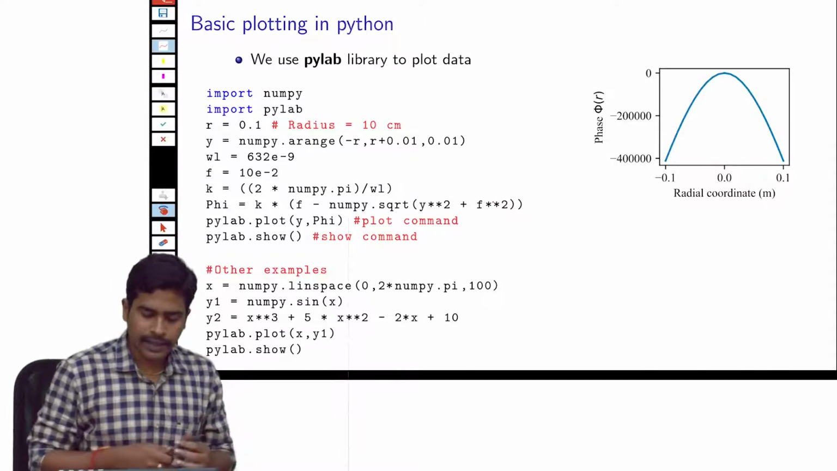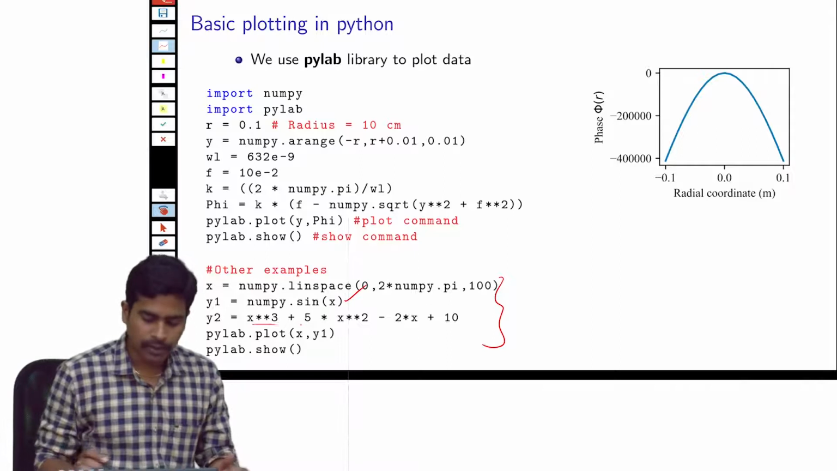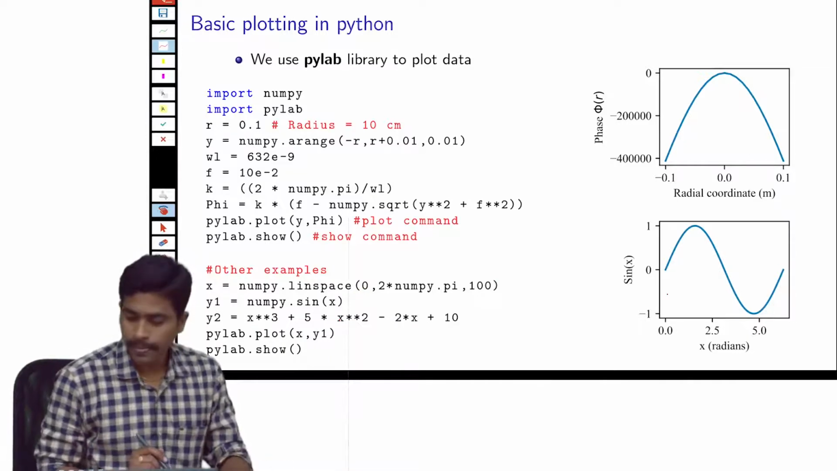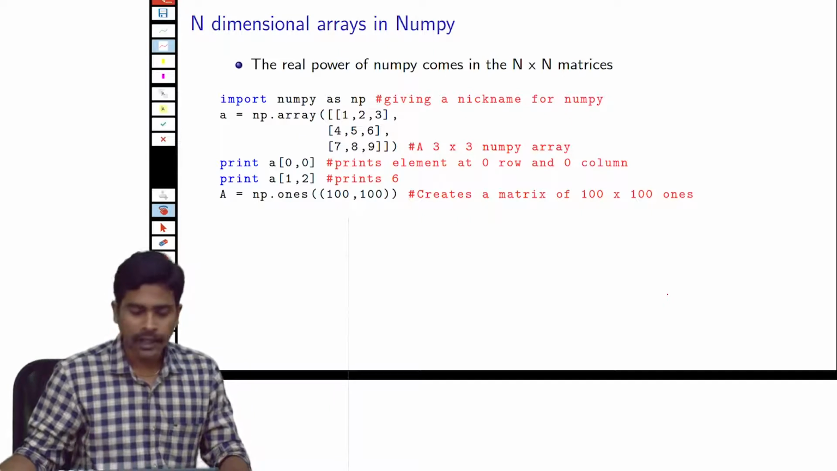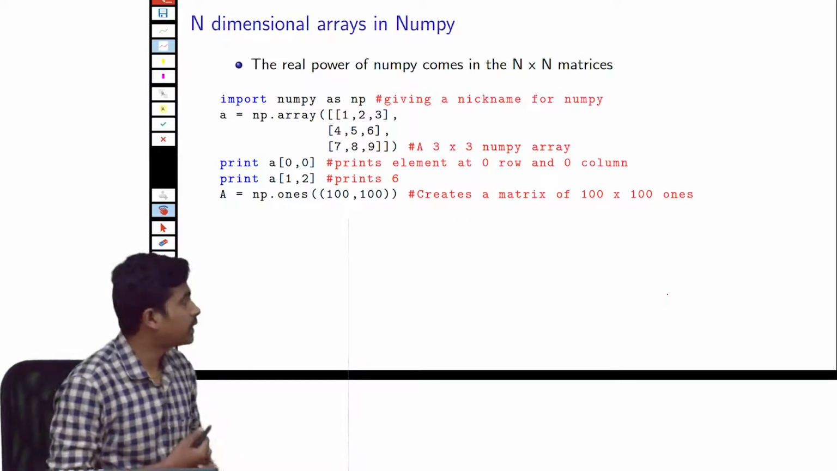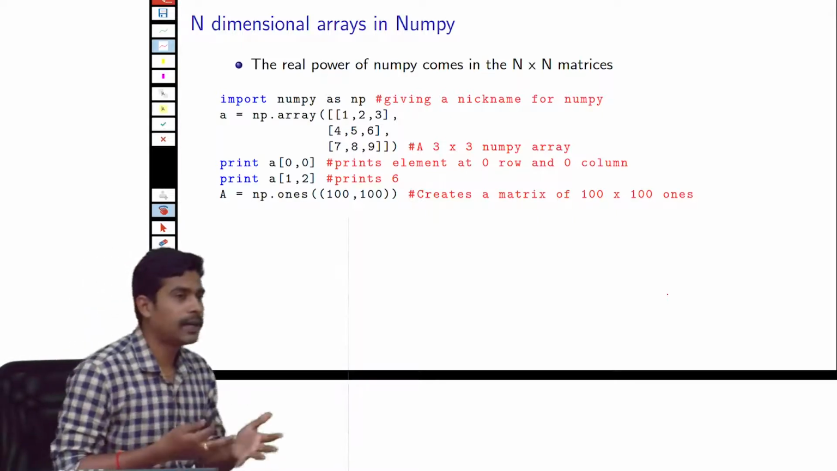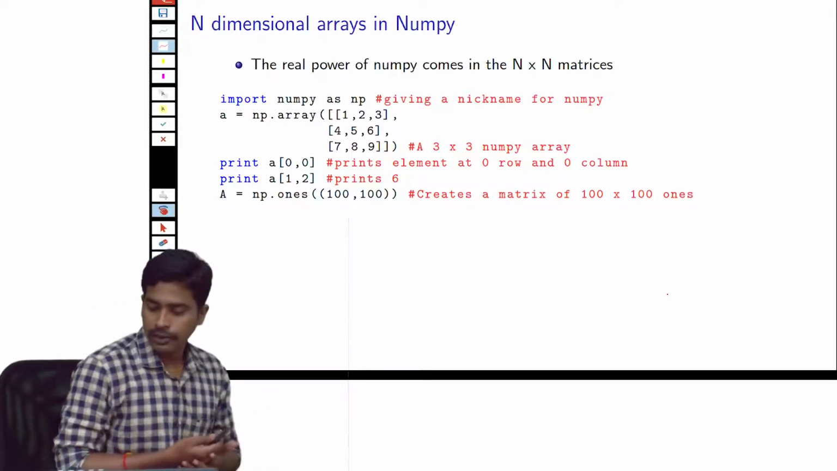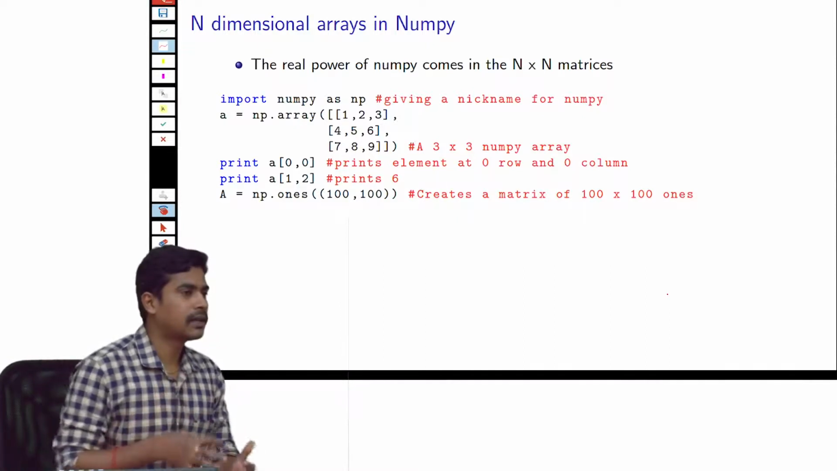And there are other examples that I have given here. So here we can also plot sin x, or this quadratic equation x cube plus 5x square, using the same command. Okay, and this is how these look. And finally, the most important thing that you will be using in your simulations is how to simulate interference and diffraction. So for that, you need to learn something called a two-dimensional NumPy array.